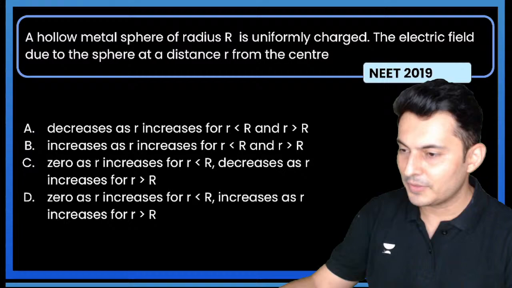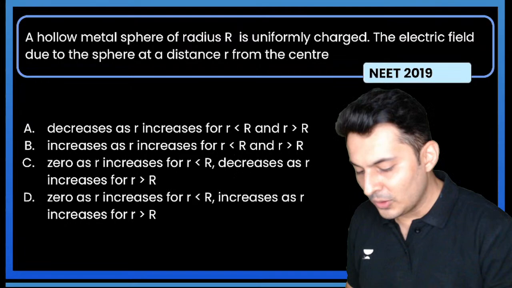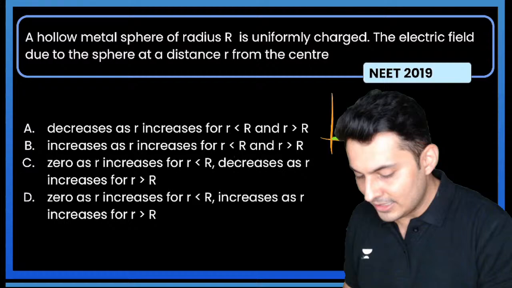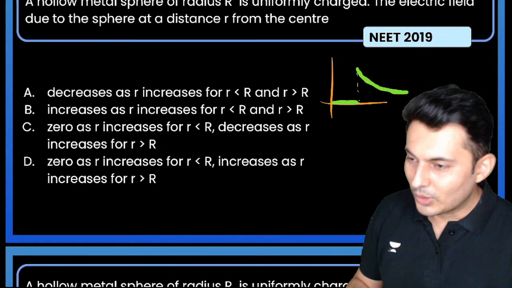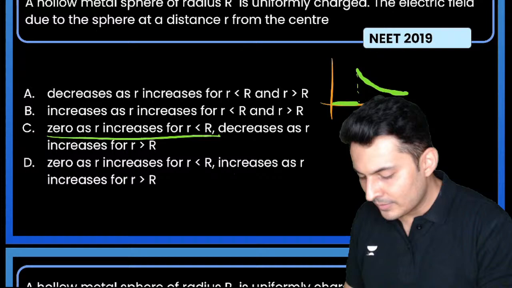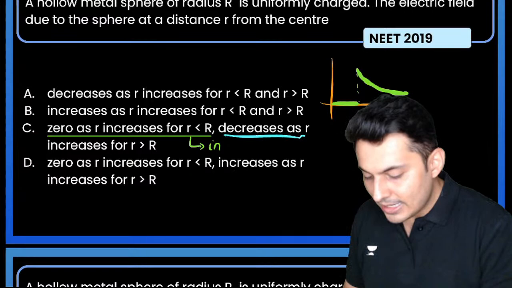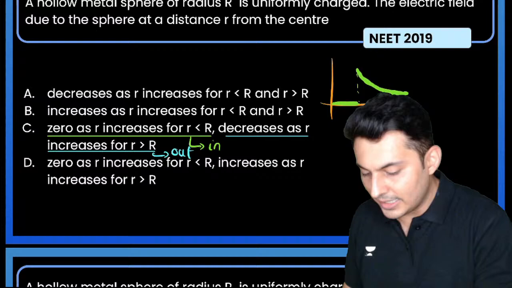Decreases, increases, zero, whatever. I just told you, the graph, how does it look like? It starts with zero, then suddenly jumps, and then again goes like this. So my dear students, what is it? Zero as r increases for inside, exactly. This part is basically for inside. And then what happens? It decreases as r increases beyond it. So this is basically for outside, exactly. So hence option C again.